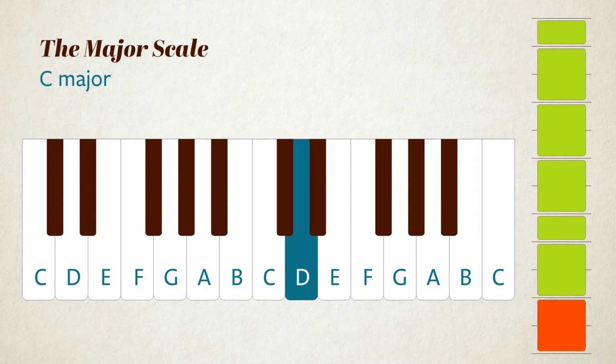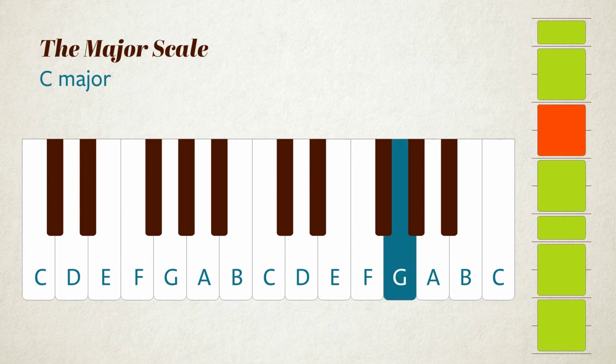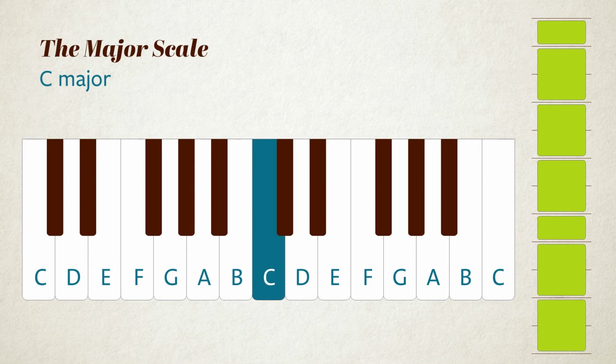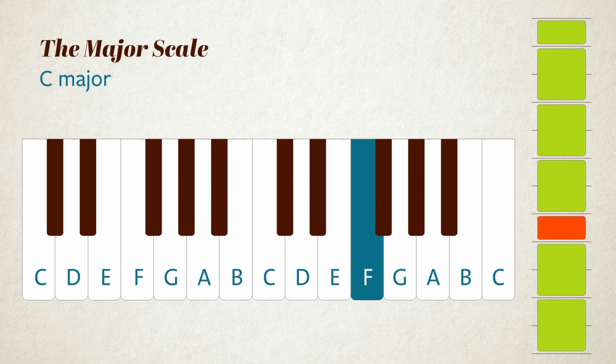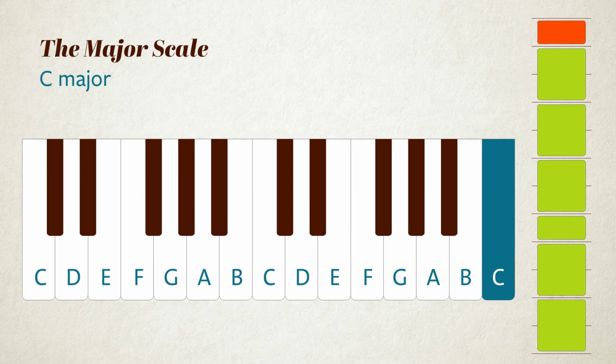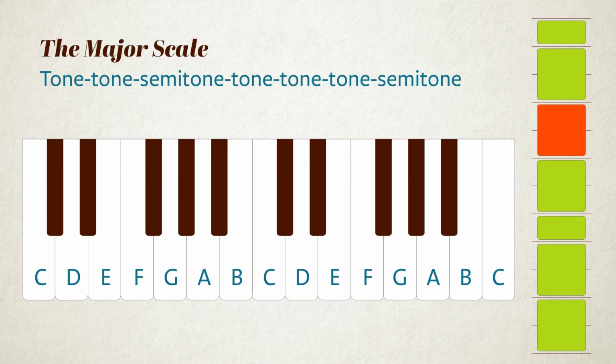Tone, tone, semitone, tone, tone, tone, semitone. Now take a listen to the scale and see if you can hear that some intervals are smaller. That sequence of intervals, tone, tone, semitone, tone, tone, tone, semitone, is what makes a major scale.